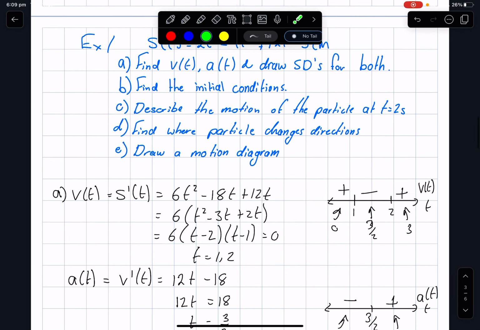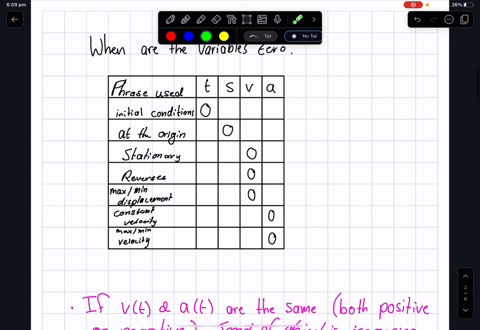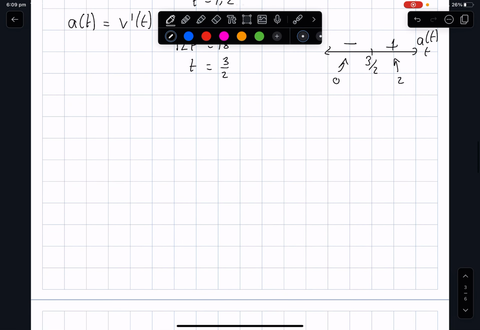Part B, find the initial conditions. Now going up here, initial conditions was just set t equal to 0 in all of them. So initially, I need s of 0, v of 0 and a of 0.